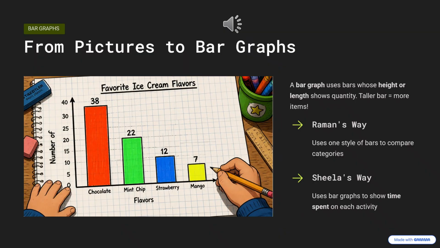We have learned pictographs. Now let's learn another way to show data. This is called a bar graph. Instead of pictures, we use bars. A taller bar means a larger number. A shorter bar means a smaller number. Bar graphs are very easy to compare because our eyes can quickly see which bar is the tallest. Which is easier to compare, pictures or bars?